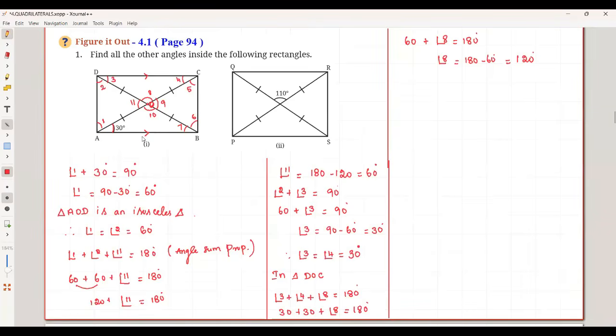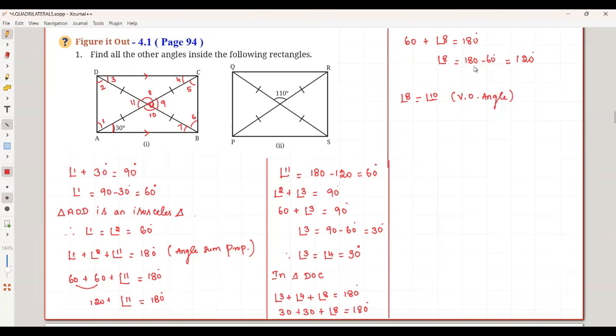Right. So now we know that vertically opposite angles are equal. Based on this, angle 8 is vertically opposite to angle 10. Angle 8 is equal to angle 10. Why? Because they are vertically opposite angles.